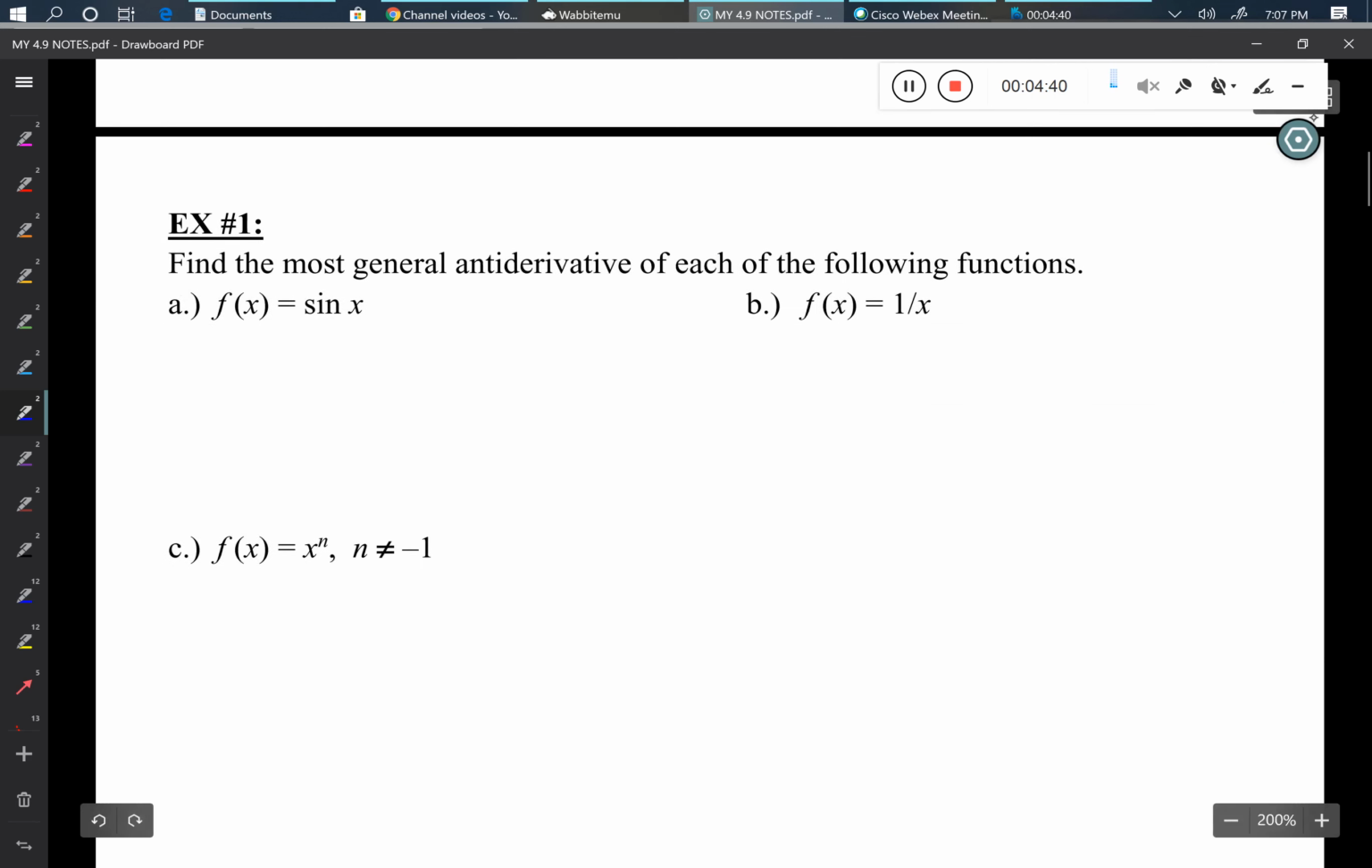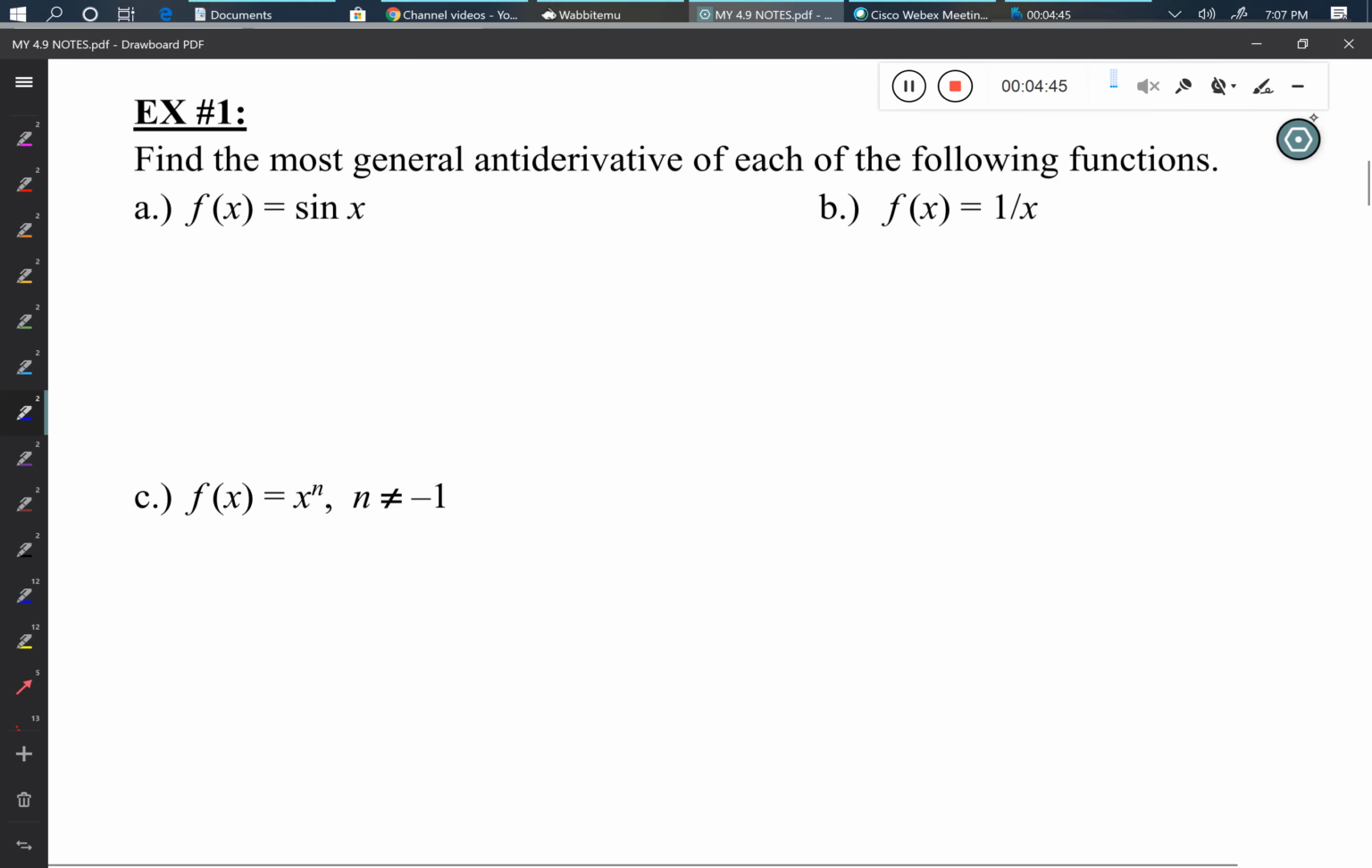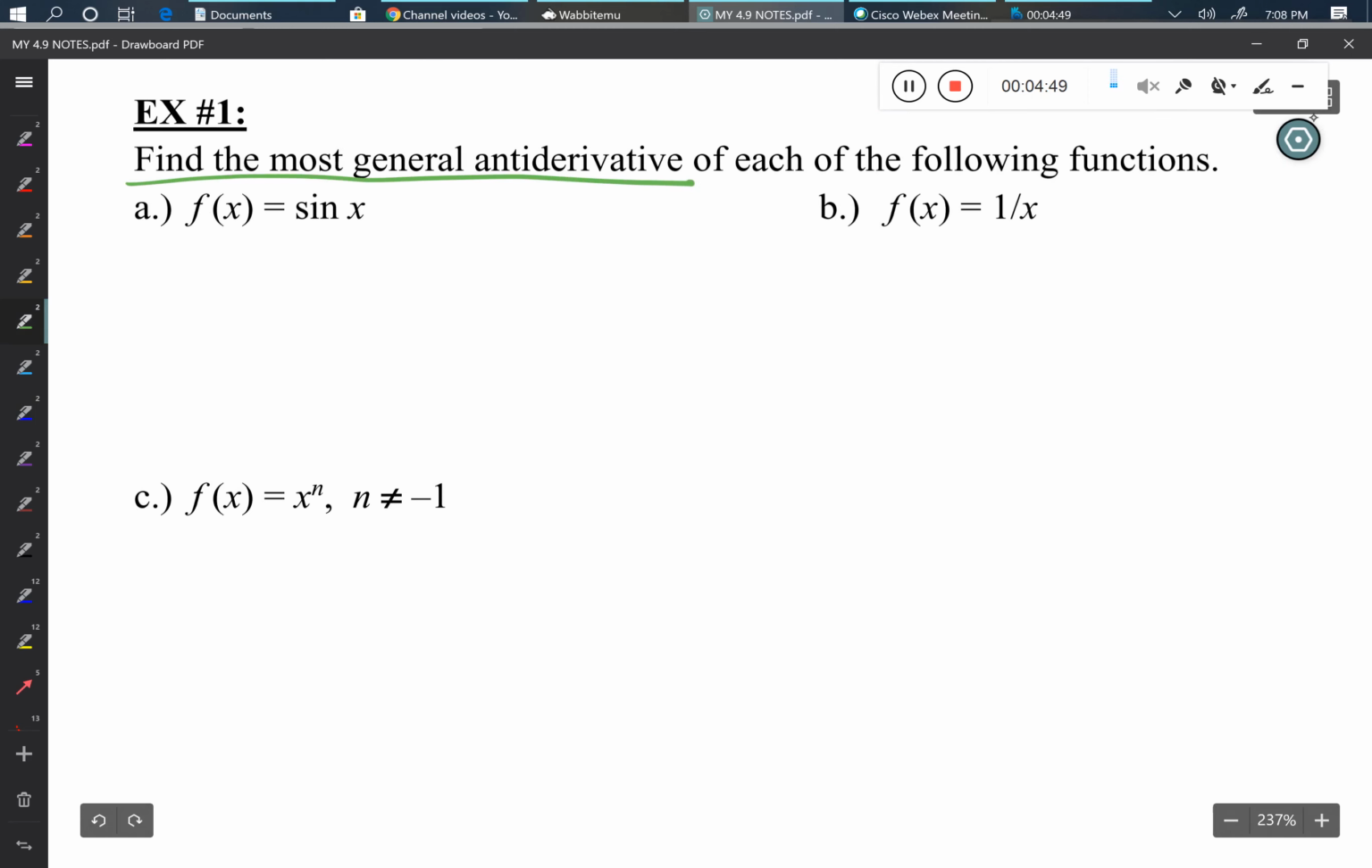All right, so let's take a look at some examples. And we're going to go through these rather quickly because you know all these already. So first off, we're going to say, what is the most general antiderivative? Whenever I see that language, I know that my answer is going to be big F of x is equal to something plus c.